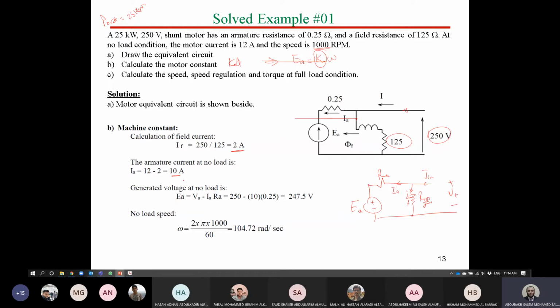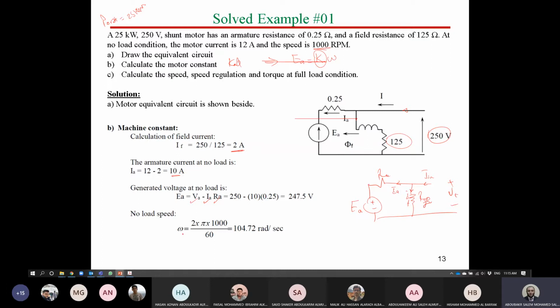Why do we need the armature current? In order to substitute in the equation of the mathematical model of the DC motor, which is EA equals V minus IA RA. We now have the value of current, we have resistance, we have terminal voltage. EA can be calculated, which is equal to Km multiplied by omega. You have the value of speed, okay? So simply you can substitute in the relation of EMF to get the motor constant.